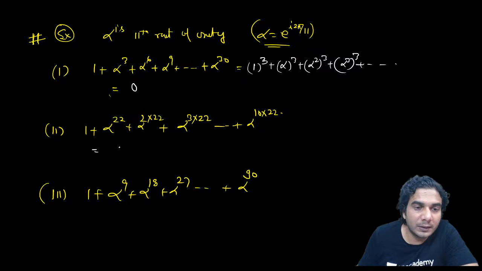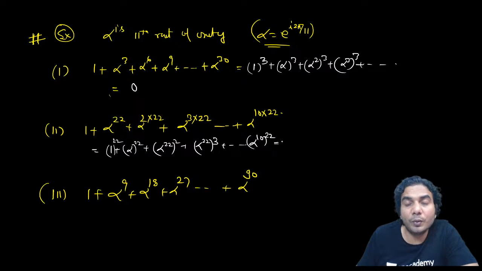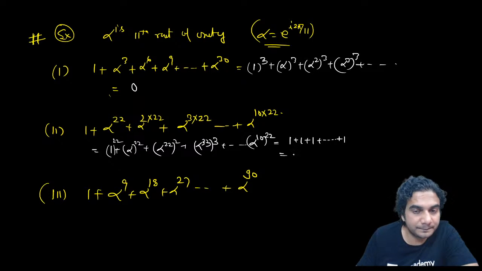Now in the second case, it is 1 plus alpha raised to 22 plus alpha raised to 22 square plus alpha raised to 22 cube and so on, up to alpha raised to 10 into 22, and its first term is 1 raised to 22. So you are putting power 22 on all the terms. By putting power 22, which is a multiple of 11, alpha raised to 22 will become 1, alpha raised to 33 will become 1. So it is going to be 1 plus 1 plus 1 and so on up to 11 terms. So 11 is the answer. Okay.